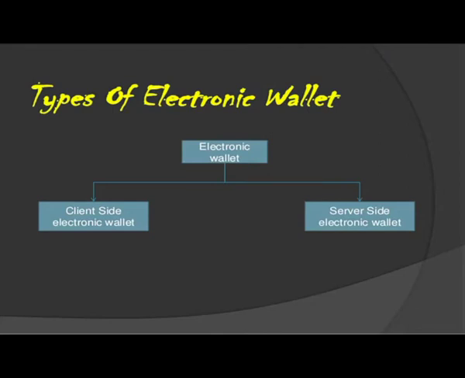Classification of e-wallet. Electronic wallet is classified into two categories, namely server-side electronic wallet, which stores the customer's information on a remote server which may belong to a merchant or wallet publisher. Customer-side electronic wallet stores customers' information on the user's system.